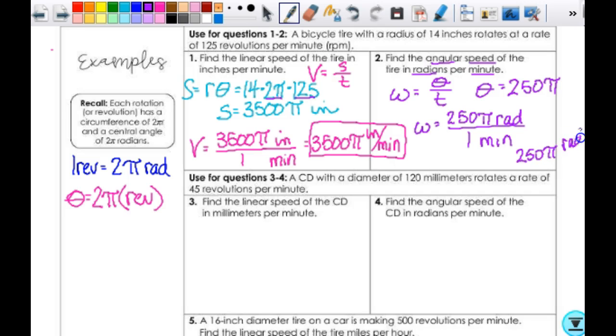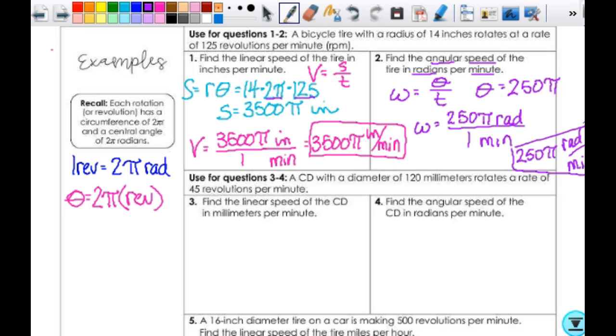So this is 250 pi radians per minute. And I know what you're thinking, and that's not miles, it's minutes, but I ran out of room and I can't write any closer. Why do I have to write it like this if it's going to be this in the end? Because it's not always just going to be this in the end. Sometimes we're going to have to convert.